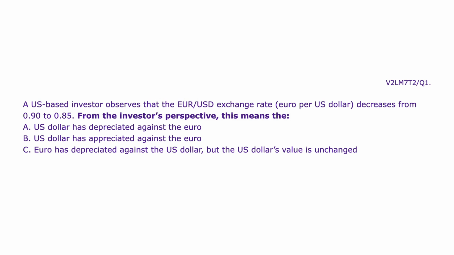A US-based investor observes that the Euro-USD exchange rate, euro per US dollar, decreases from 0.90 to 0.85. From the investor's perspective, this means the: A. US dollar has depreciated against the euro. B. US dollar has appreciated against the euro. C. Euro has depreciated against the US dollar, but the US dollar's value is unchanged.